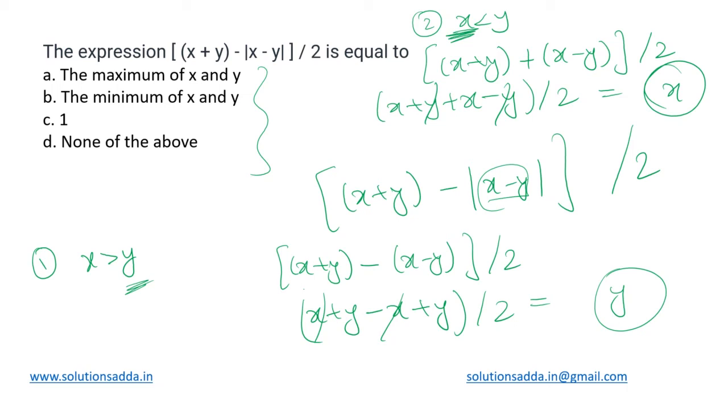So in either case, even if x is greater or x is lesser, the result which we get is the smaller among the two numbers. Hence, the correct option would be B. The expression evaluates to the minimum of x and y. If x is lesser, then case 2 will be satisfied, x will be returned. And if y is lesser, then case 1 will be satisfied and y will be returned. So the correct option is B. It always returns the minimum of x and y.